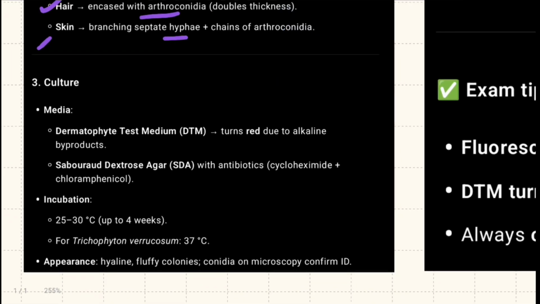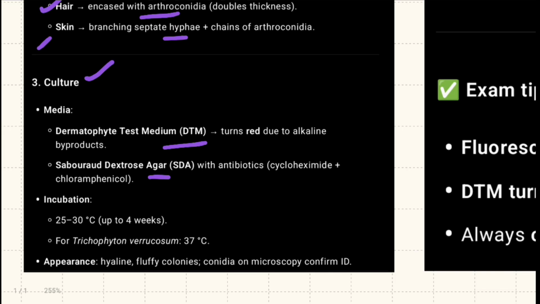Now, through culture, one can diagnose dermatophytosis. A medium such as dermatophyte test medium contains phenol red, a pH indicator, which usually turns red due to the alkaline byproducts produced from the digestion of the protein inside the media. Another culture medium commonly used for dermatophytes is Sabouraud dextrose agar.